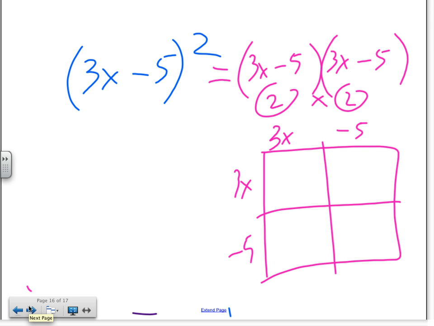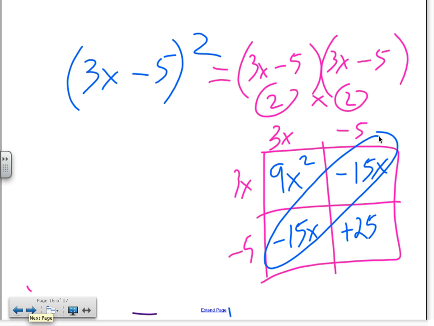Here, when you multiply, what is 3x times 3x? 9x squared. What is negative 5 times 3x? Okay, what about this side? Negative 15x. What about over here? Positive 25. Okay? So for this particular case, the reason it's called a special product is because you'll see duplicates of the middle terms in a sense. And so when you combine like terms, what do negative 15x and negative 15x combine into?